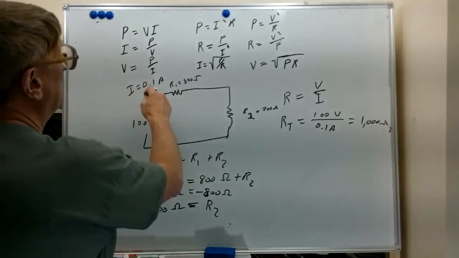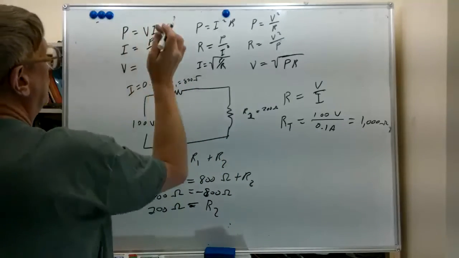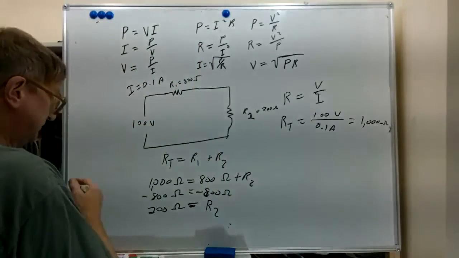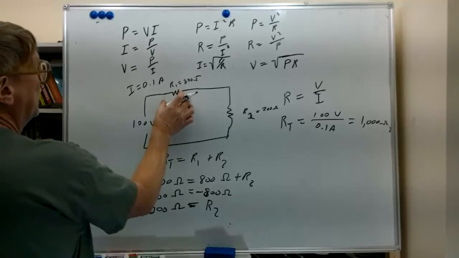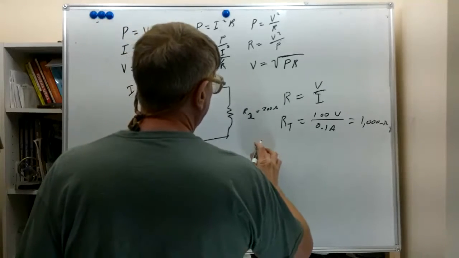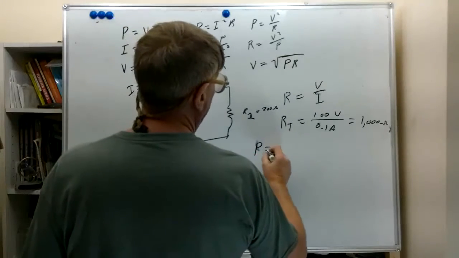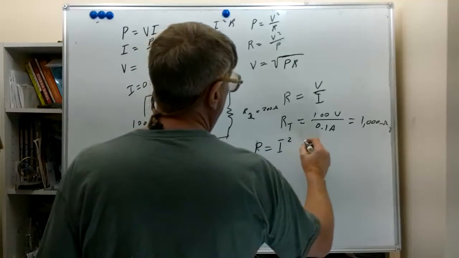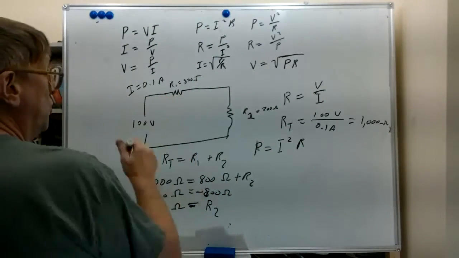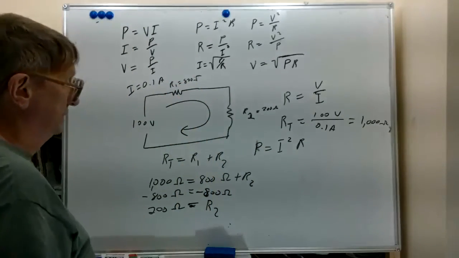We know we're given current, and we've calculated the resistance, so we're going to use power equals current squared times resistance. So let's figure out what size of wattage we need here. We need a resistor capable of dissipating that amount of power. Power equals I squared R, and for R1 and R2, they're both the same current, because the current in a loop is the same everywhere.